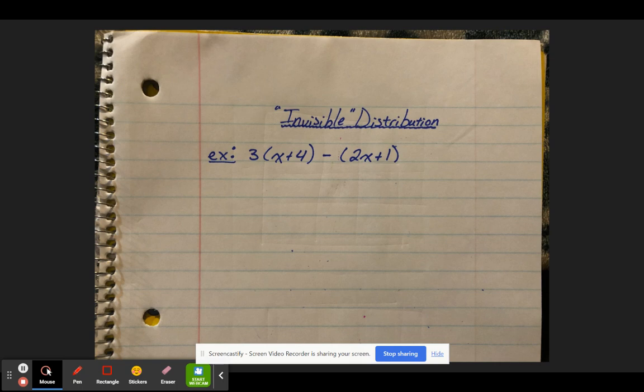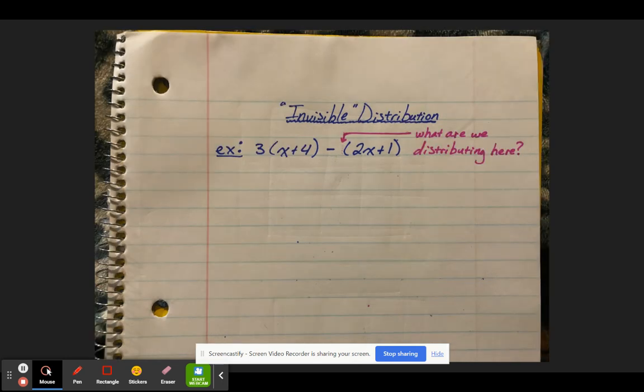In this example, we have 3 times (x plus 4) minus (2x plus 1). Now, that 2x plus 1 is in parentheses, and when we see parentheses, we should think distribution. But what are we distributing? Because there's not a number written next to those parentheses.